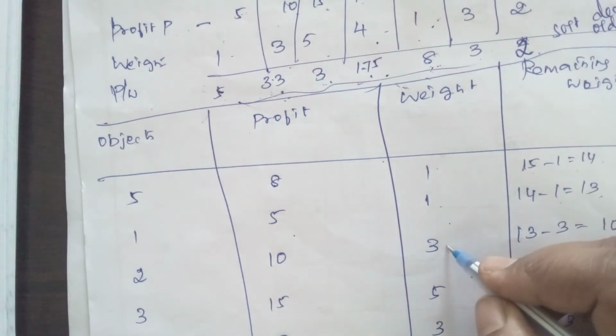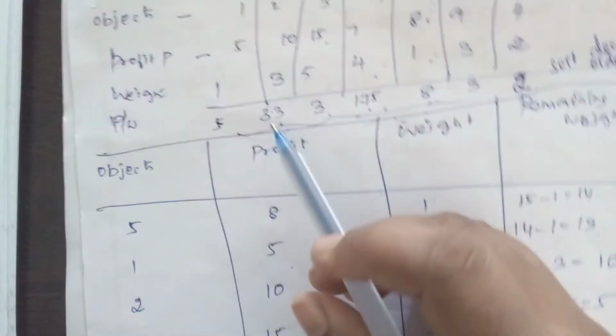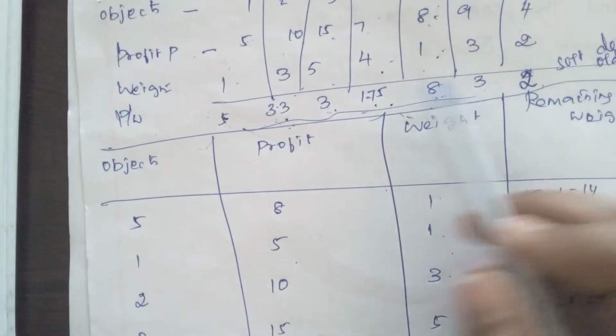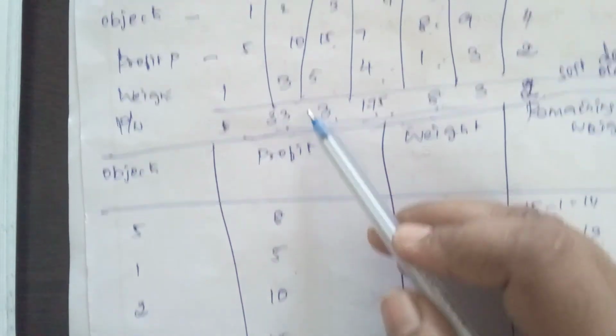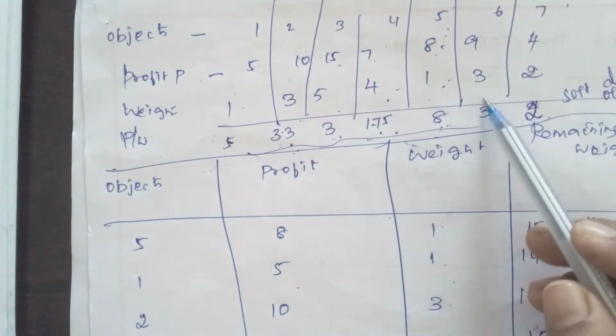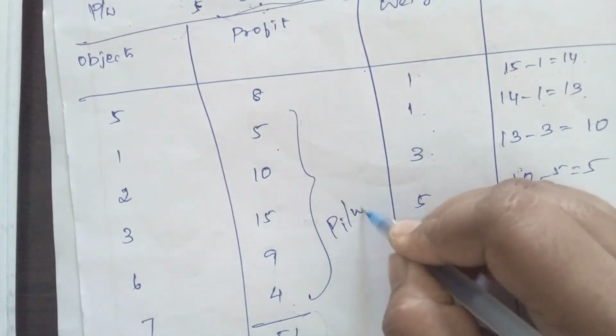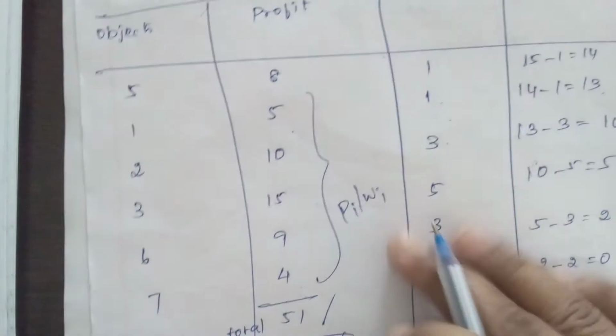Okay, 3.3 we can write; that is the weight here, but we are comparing based on the ratio method. After 3.3 we can write this 2. Okay, 15 5, that is the third object, and then 9 3, that is the sixth object. Okay, and then at last we got the answer as 4 2. Okay, based on the ratio method Pi/Wi we got the value as 51.